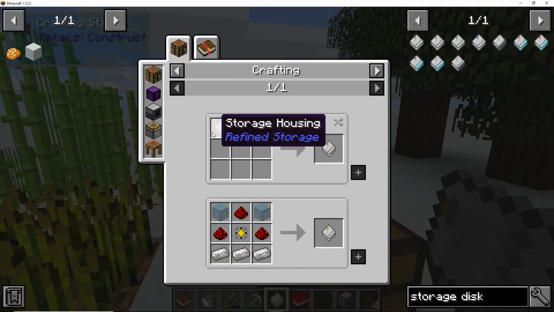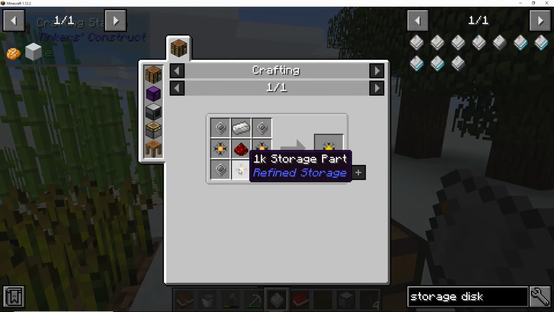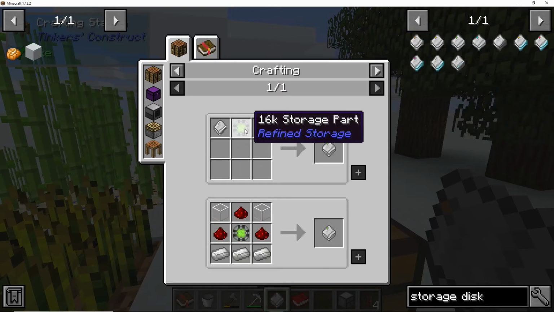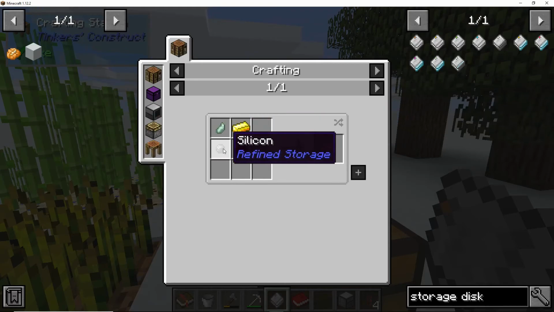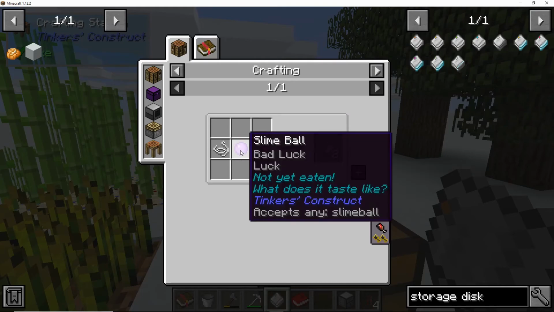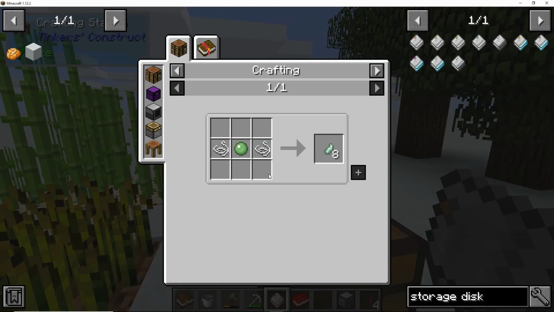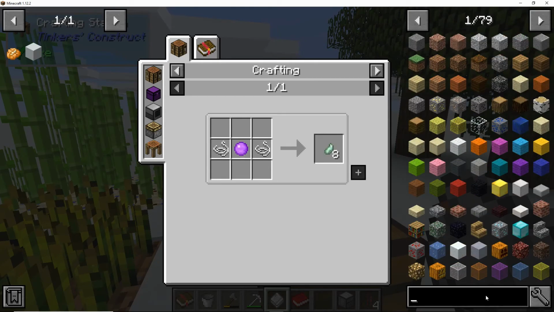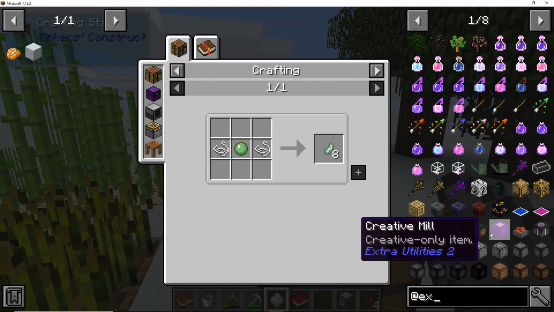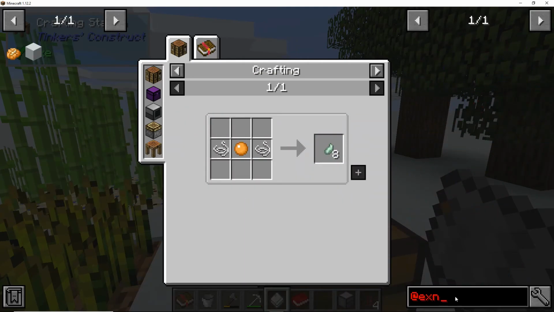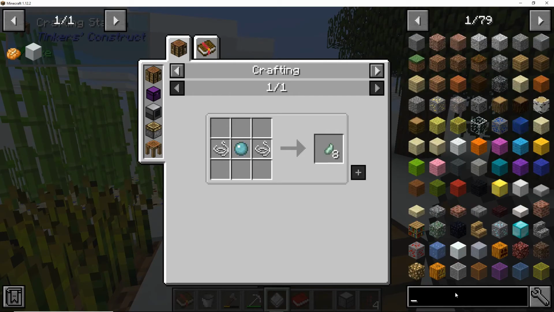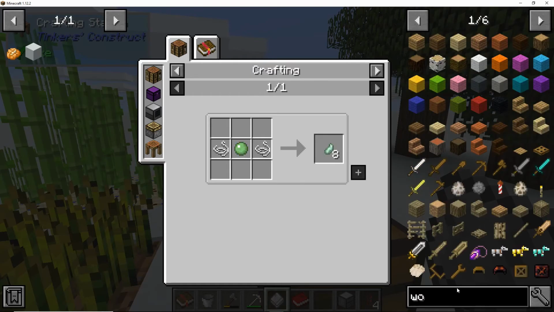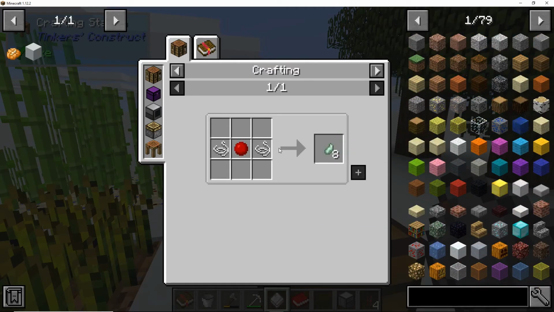And the 4 is a storage housing and a 4K. Oh, they get more and more expensive. Okay, and here raw improved processor, and for this processing binding, so here I need string and I'll need that. Okay, how can we do we have, let's see, ex nihilo, or just xn? No, no, we don't have worms either, so I'm gonna need to figure out a way to get a string.